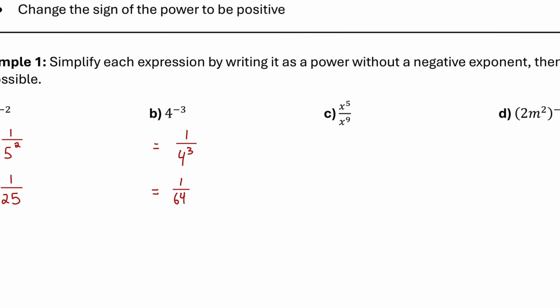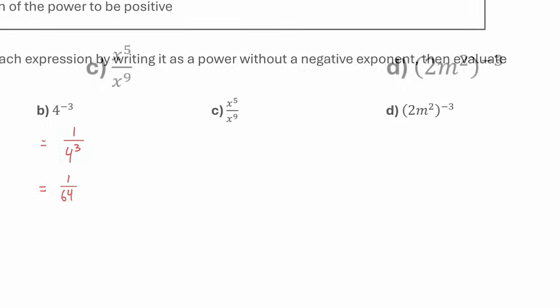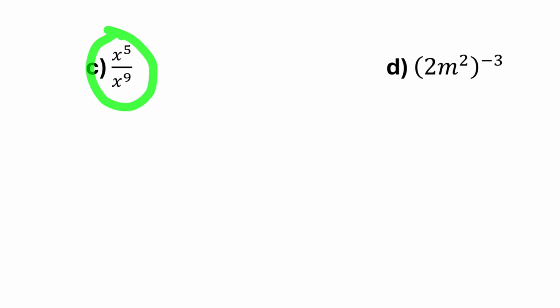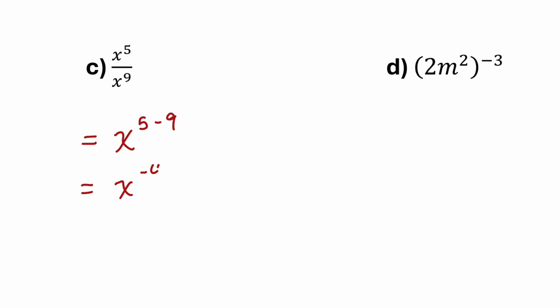Then moving on to part C and part D. In part C, I have a quotient of powers that have the same base. I can combine those to a single power by keeping that base of x and subtracting their exponents, 5 minus 9. So this is equal to x to the power of negative 4, which with a positive exponent, I write it equal to the reciprocal of that power with the sign of the exponent changed to positive 4. So it becomes 1 over x to the power of positive 4.